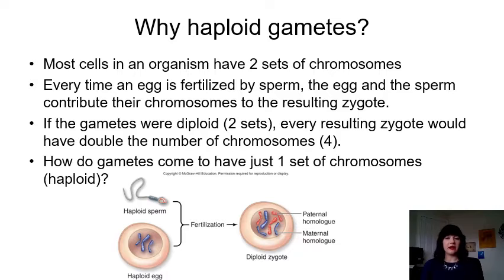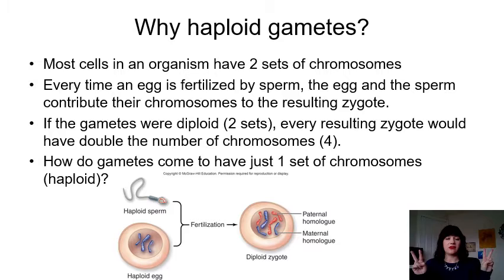So why are the gametes haploid? Again, most cells, the somatic cells that make up our bodies, are diploid. They have two sets of chromosomes, right? So we have 23 pairs of chromosomes total, and each pair has two homologous chromosomes. So every time an egg is fertilized by sperm, the egg and the sperm each contribute their one homologous chromosome to the resulting zygote, which is then diploid.